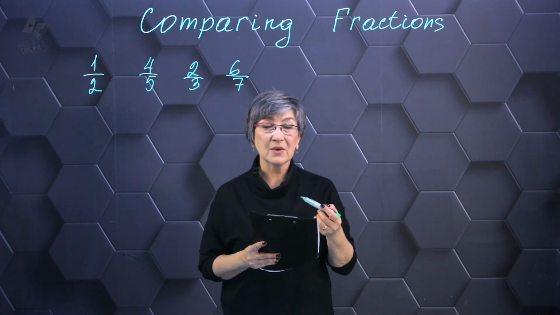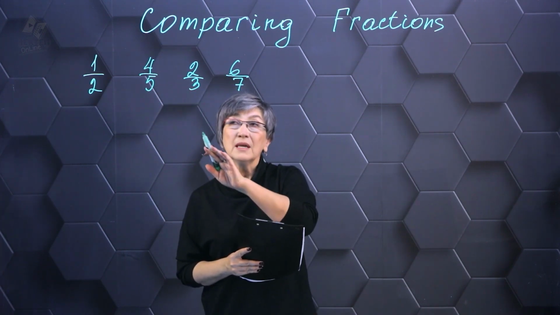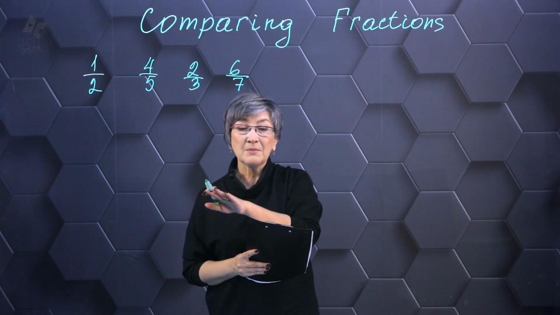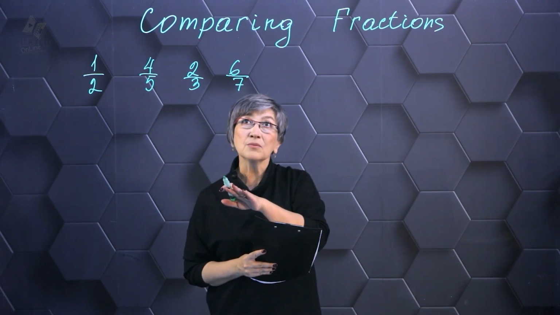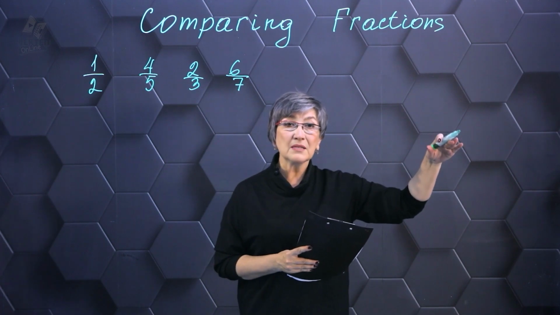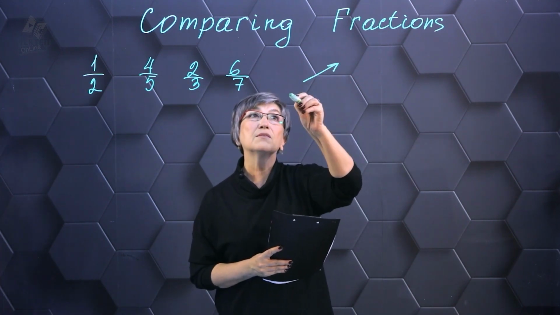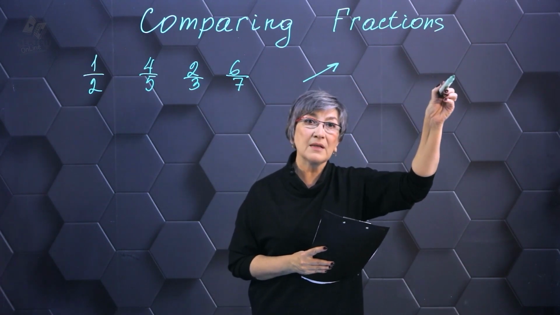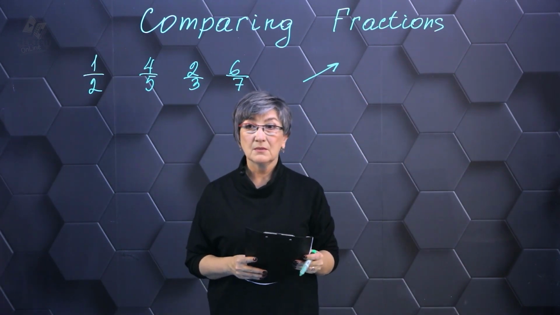That is, I need to write them down in such a way that the smallest number, in this case the smallest fraction, comes first and the largest fraction comes last. That is, I'm going to write it down briefly in ascending order. So what do we do in this case?